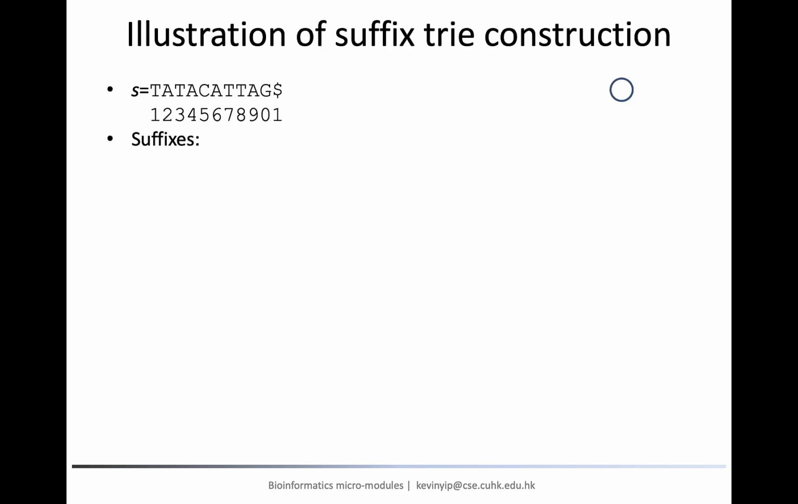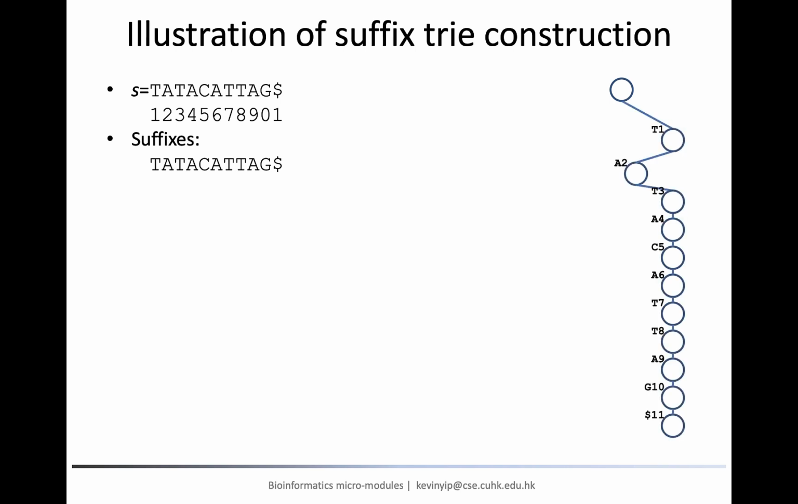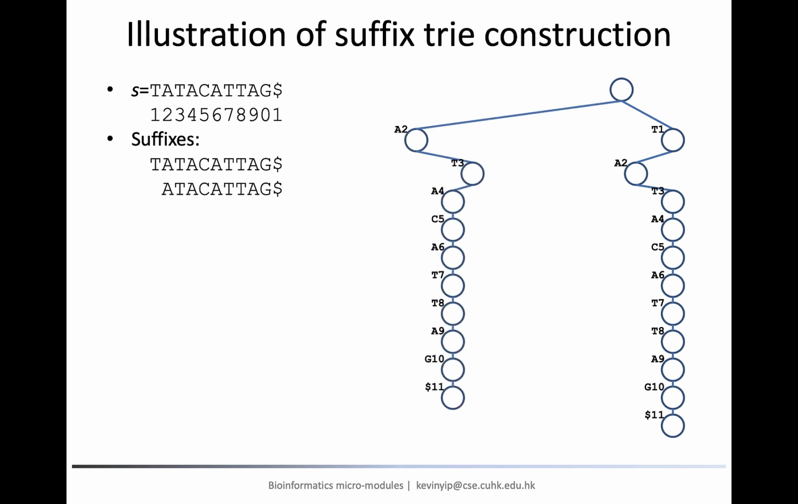As an illustration, suppose we want to build the suffix tree of our reference sequence s. Let us insert each suffix of it one by one, starting with the longest one. This longest suffix is the whole sequence, and if we insert it into the trie, it will become this one. Similarly, we insert the second suffix into the trie, and it becomes this one.